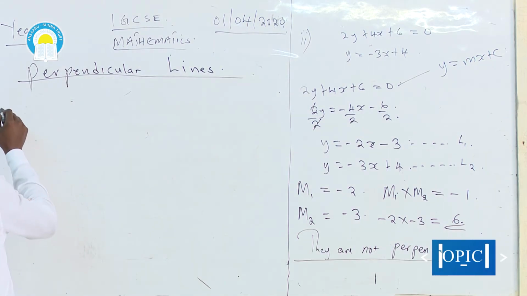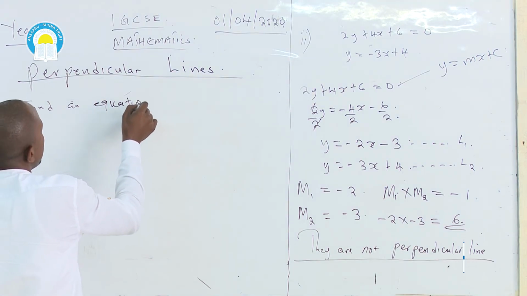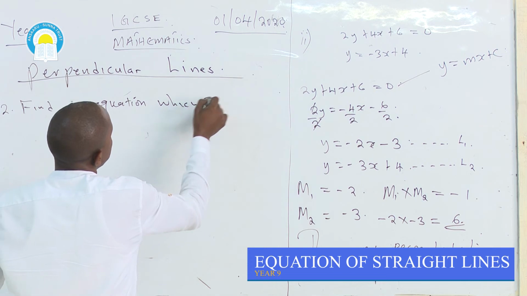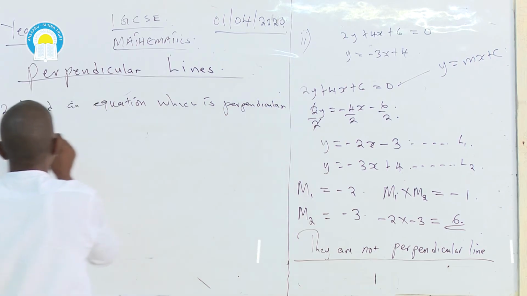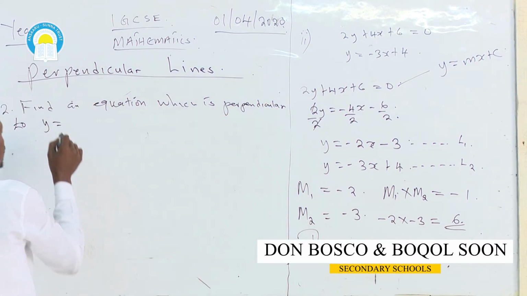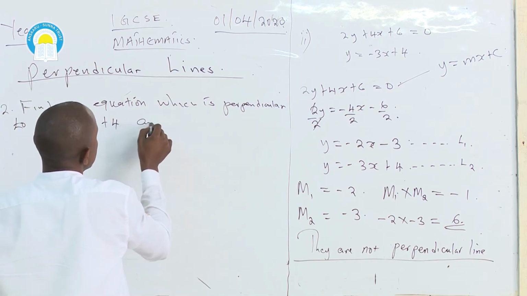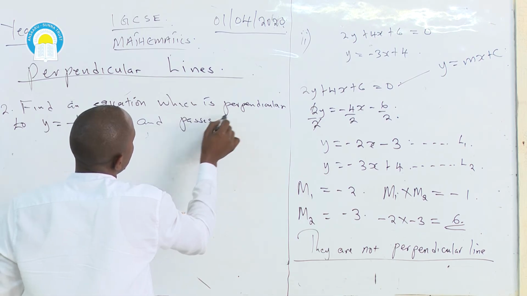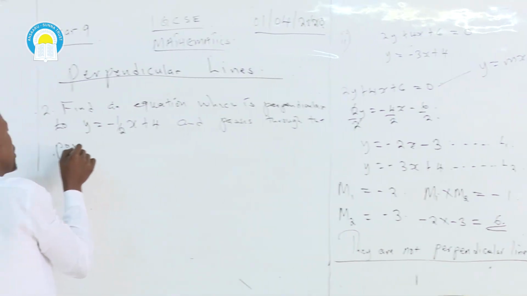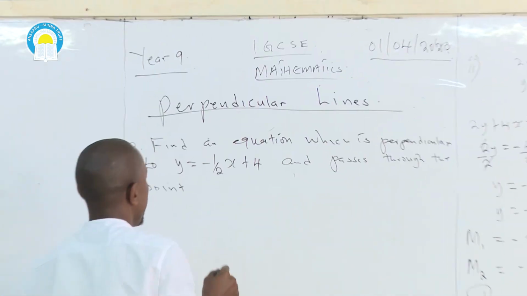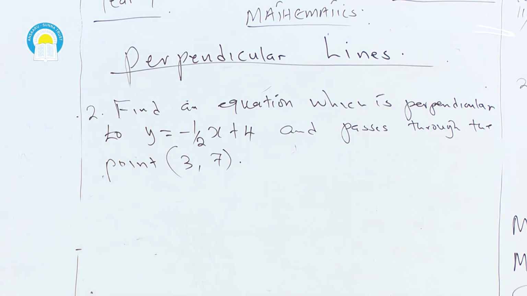Now, find an equation which is perpendicular to y is equals to -1/2 x plus 4 and passes through the point, let's say 3 and 7. Passes through the point 3 and 7.